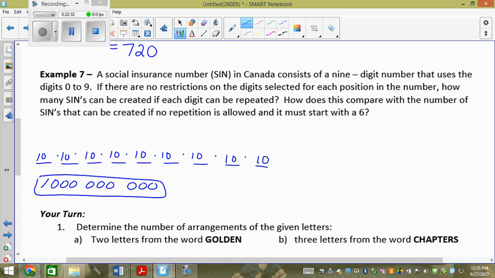How does that compare if I limit it now to no repetition and it has to start with a 6? Try it out. This one is 1, 2, 3, 4, 5, 6, 7, 8, 9. This one has only the option 6, which is how many options? 1. Then I box and hold it. So how many do I have for here? 9, 8, 7, 6, 5, 4, 3, 2, 1. So technically I could just type in 9 factorial. What is the answer? You can just give me numbers. 362,880.